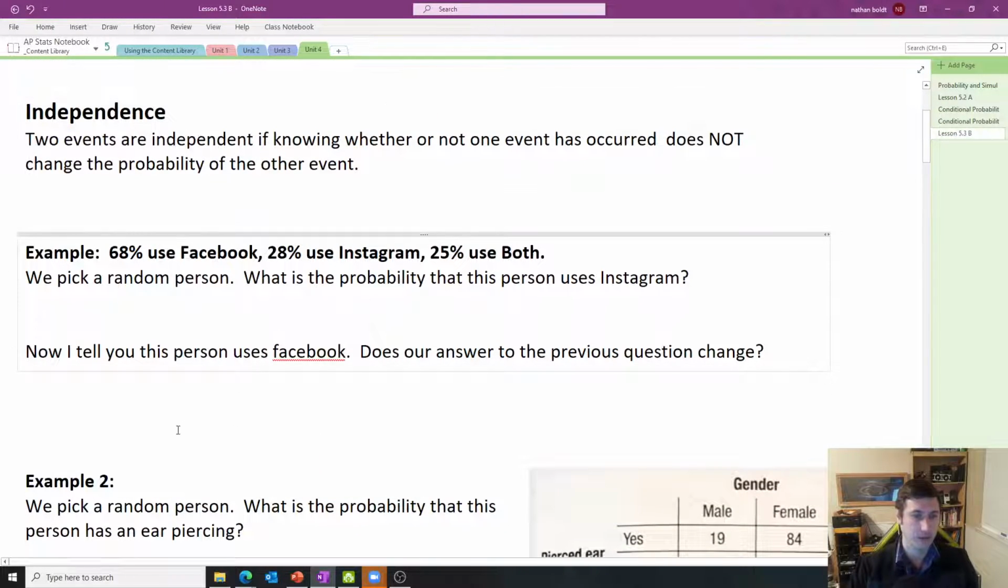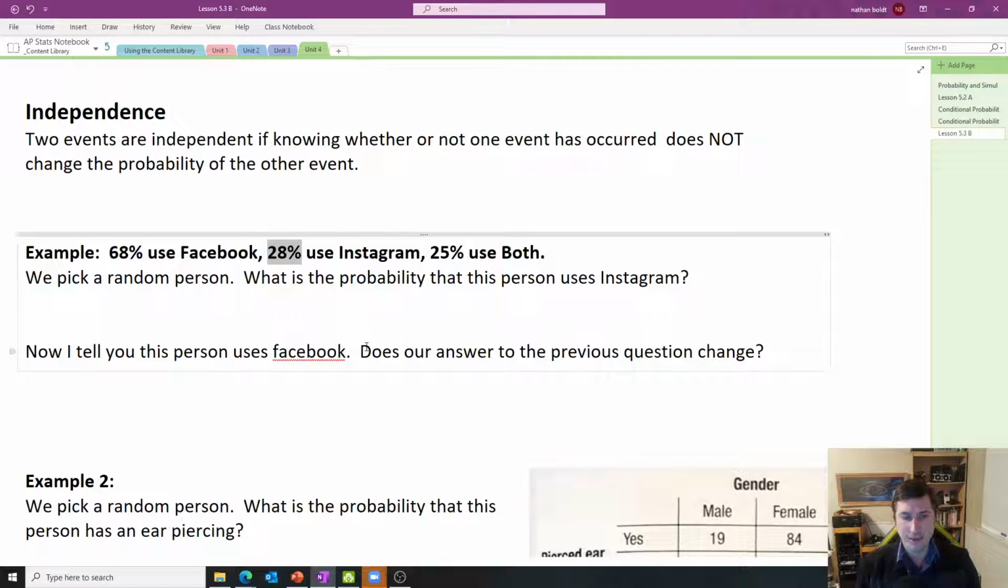So, quick two examples of how this can go. First, the Facebook Instagram example. So we pick a random person. What is the probability that this person uses Instagram? All right, right here we've got, if you remember that from that example, 28% used Instagram. All right, so we got that in our minds.